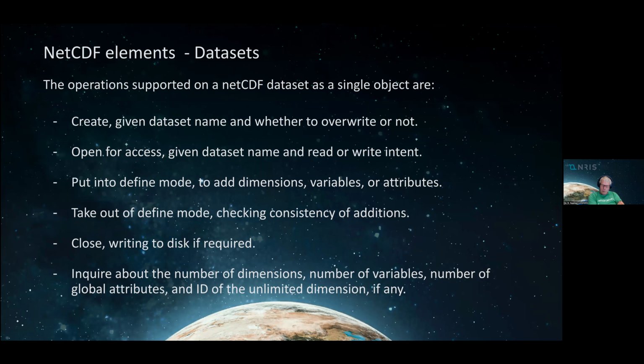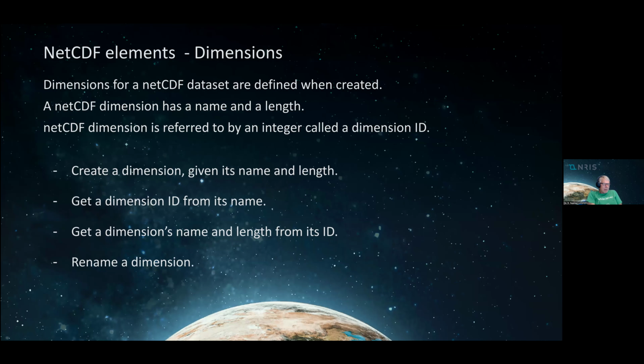The unlimited dimension is typically for time series, and you can append today's data to an already existing file and append tomorrow's data tomorrow. That can grow indefinitely without any limit. But it has implications for performance, though we don't deal with that here. Dimensions are defined when created. A dimension has a name and a length, and it is referred to internally by an integer called the dimension ID. So you don't really have to remember any numbers. You just declare an integer for the dimension ID, dimID or something, and that will keep the dimension ID for the rest of the duration of the program.